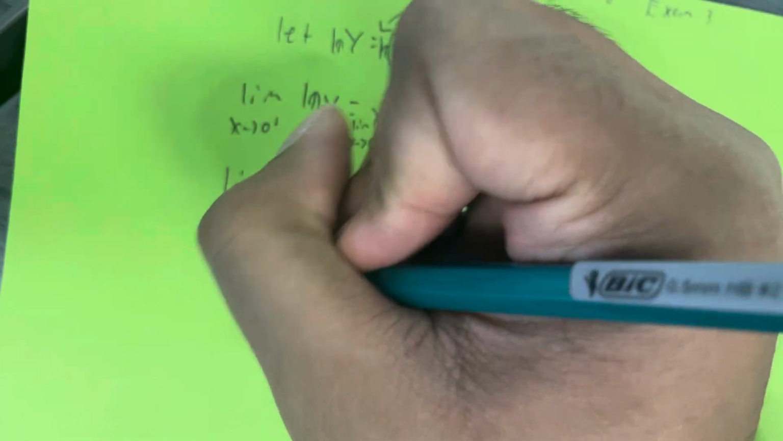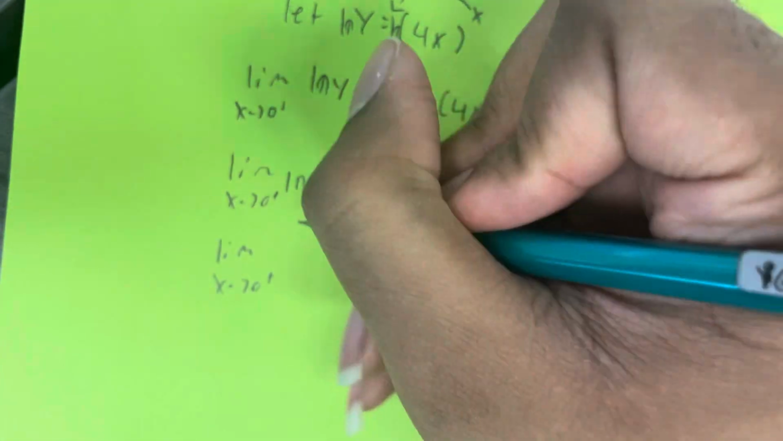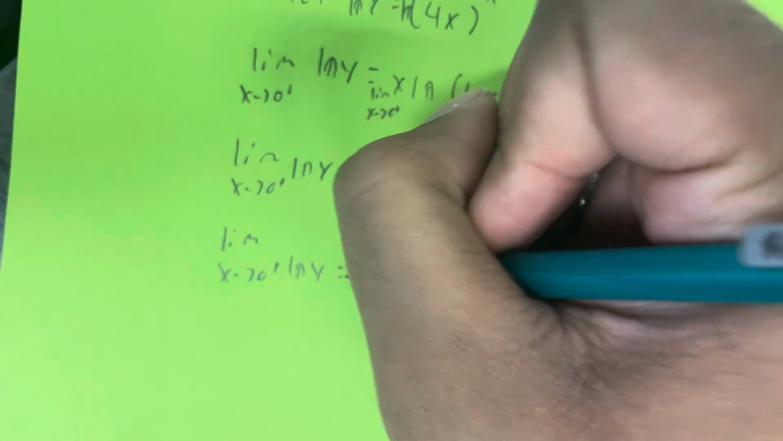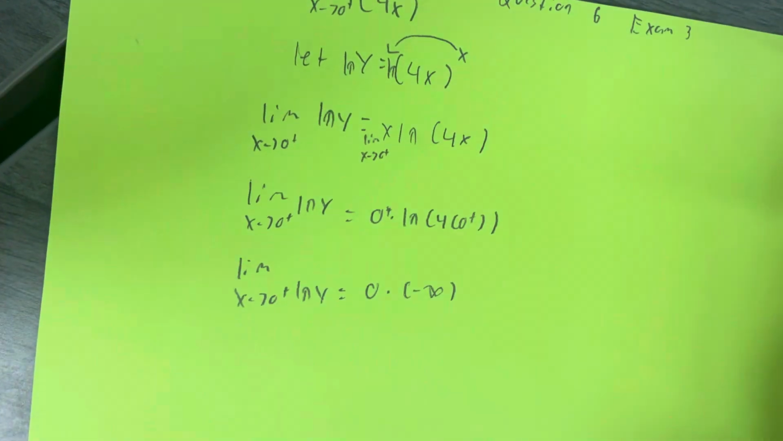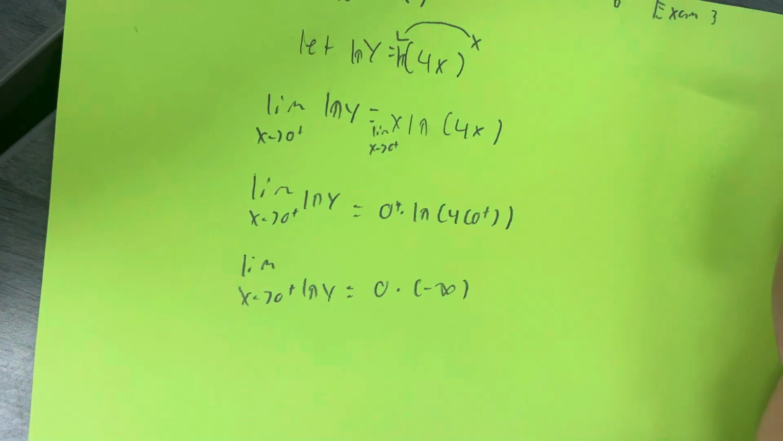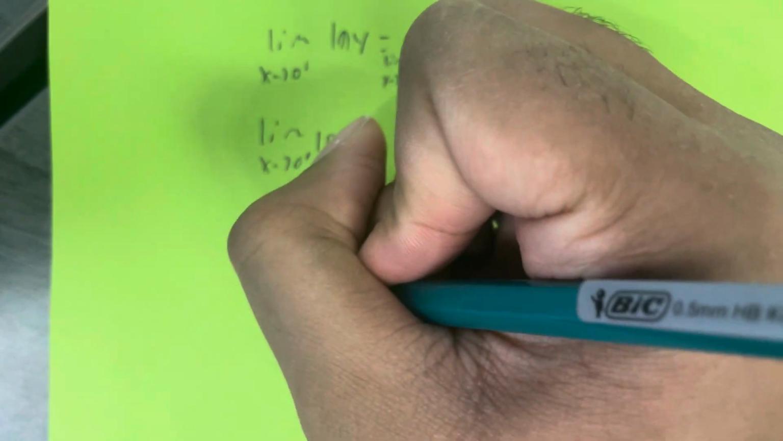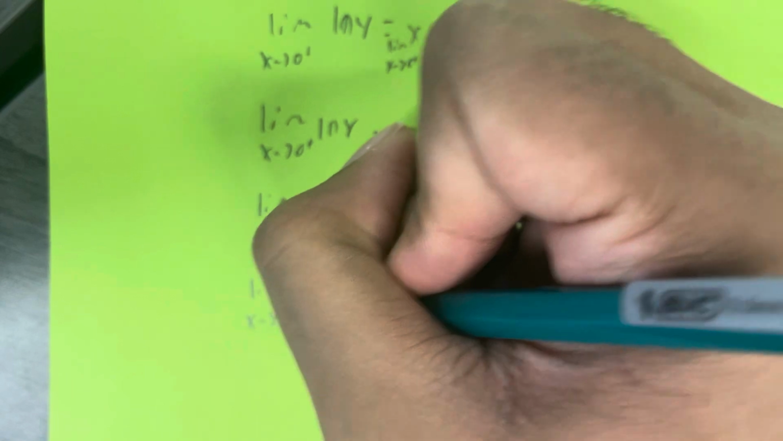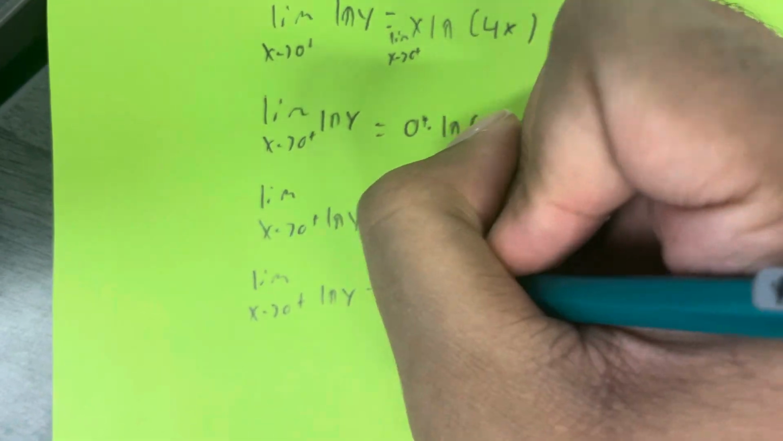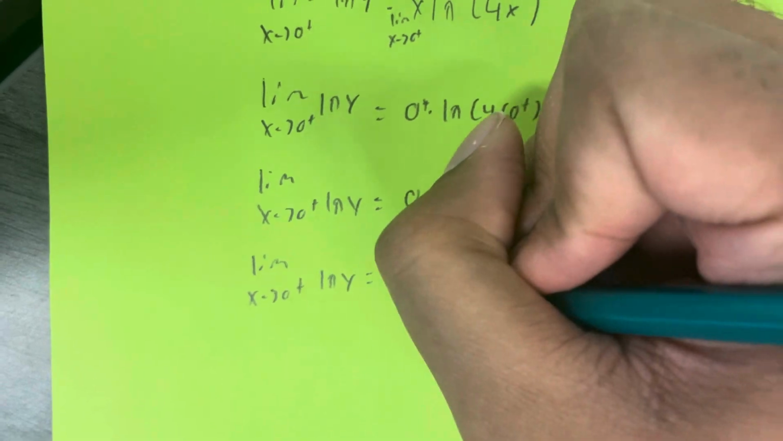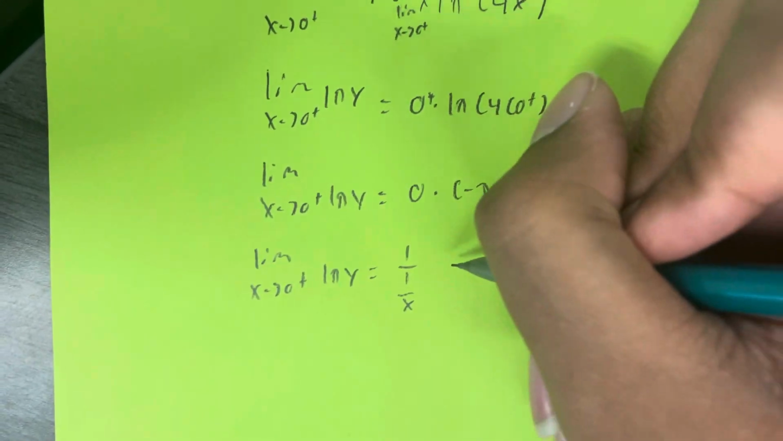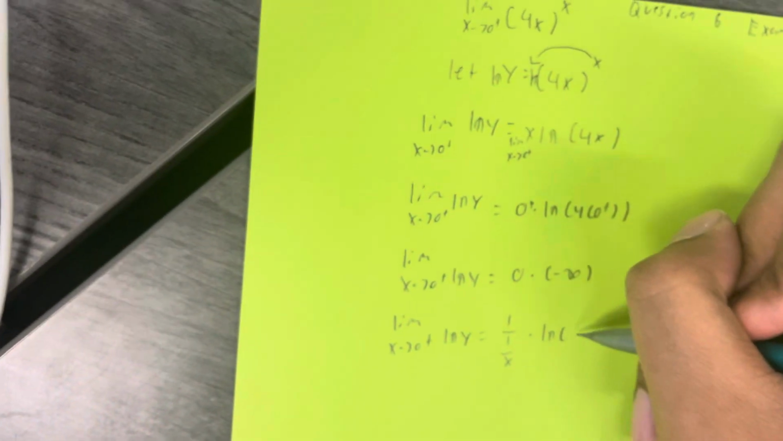So you have limit as x approaches 0 from the right. You have to keep carrying this. I know it's annoying, but you have to do what you have to do. Negative infinity. So since we have one of these types, we have to rewrite. We can't do L'Hopital. So then I would do 1 over x times ln 4x.